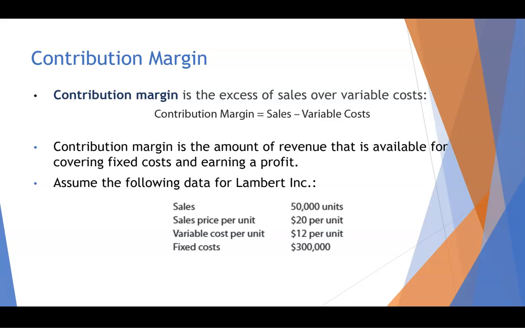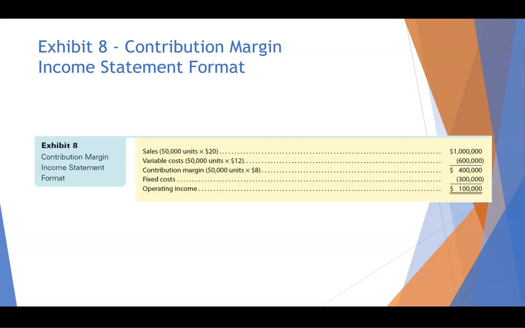That contribution margin is the amount of revenue that then is available to help cover the fixed costs, and then after the fixed costs to ultimately earn a profit. So if we look at Lambert, we've got sales of 50,000 units at $20 a unit. And we've got our variable cost and our fixed cost. So you see here the contribution margin would be our sales less our variable costs give us our contribution margin. Once we've covered our fixed costs, everything else on top is profit, operating income.